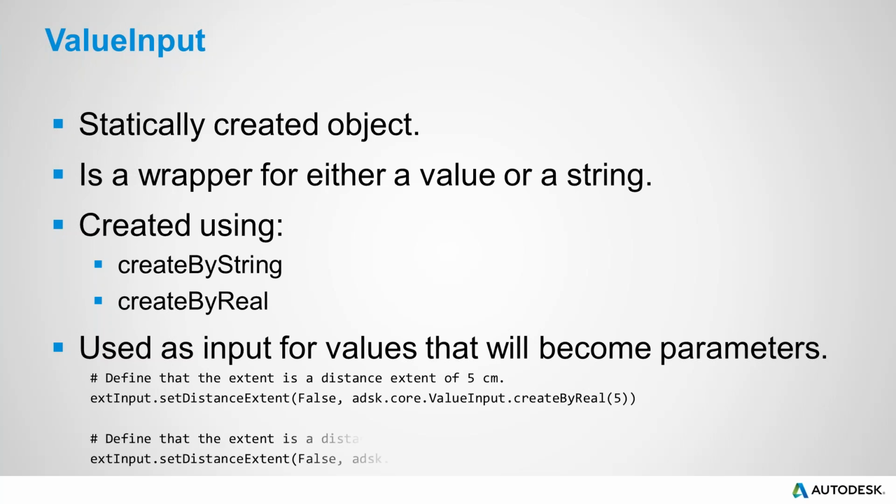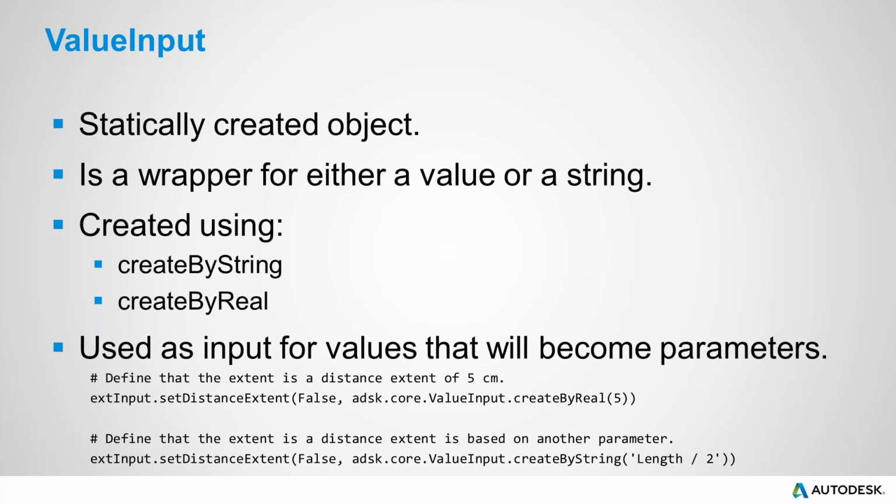But the other case is when I'm creating an extrusion, I can type in some kind of equation for that distance too. So in that case, I need to be able to define a string. Here it's doing the same thing. It's calling the set distance extent, but the value input is created by a string, in this case length divided by 2. So it's assuming there's a parameter that already exists called length. And it's just creating that expression, that formula that it's going to use when it creates that parameter for that value.